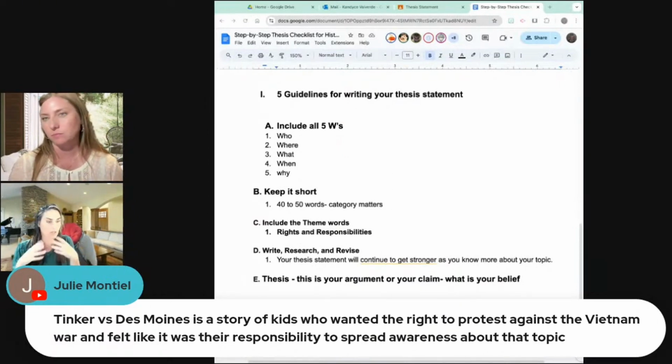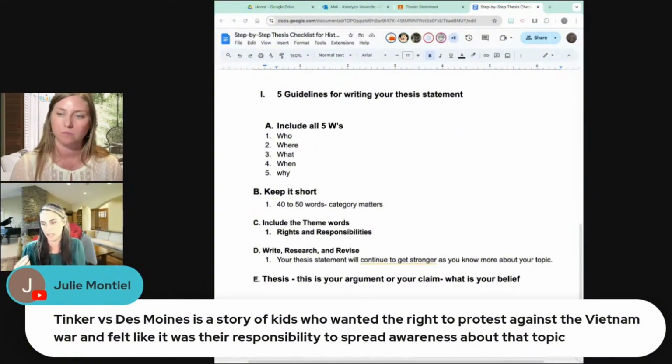So instead of kids, you'd say two middle school students who protested the Vietnam War by wearing armbands, period. They were suspended for their protest, right? I like this idea of, right, they were suspended for their protest, and then you want to go on to tell me what our responsibilities are.